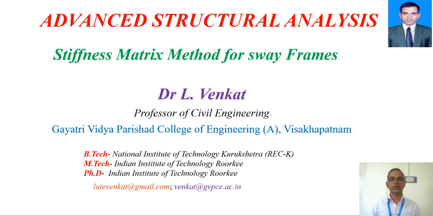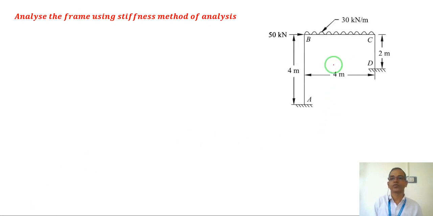In this lecture, let us discuss the stiffness matrix method for frames, particularly sway frames. So let us identify a frame with a sway. This ABCD is a frame with a lateral load of 50 kilonewton and a gravity load of 30 kilonewton per meter. We need to analyze this frame by the stiffness method.